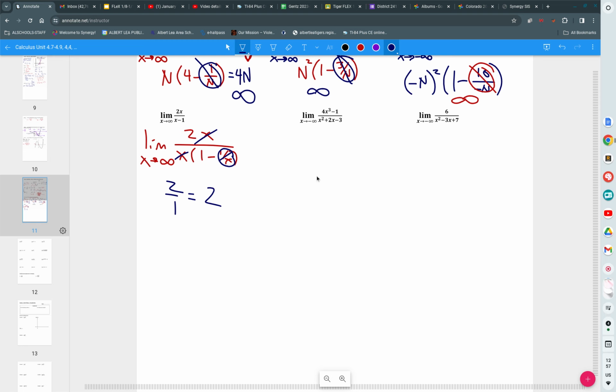For this one, is the answer going to be just 4? It's not, because you can see that this degree is larger than the bottom degree, isn't it? So if the top degree is larger than the bottom degree, the answer is either going to be positive infinity or negative infinity. So you can't simply just write a number. So we're going to figure it out by factoring out of the top and out of the bottom. What do you factor out of the top? X cubed. And when you factor that out, what are you left with?